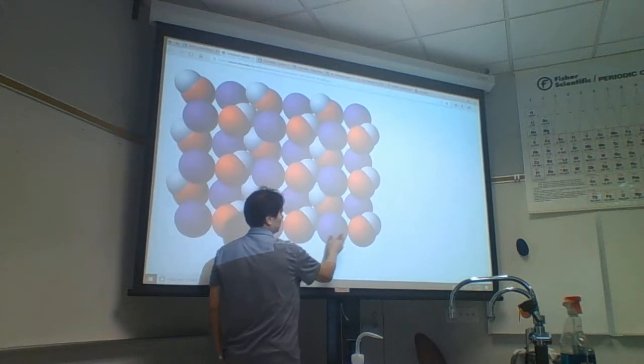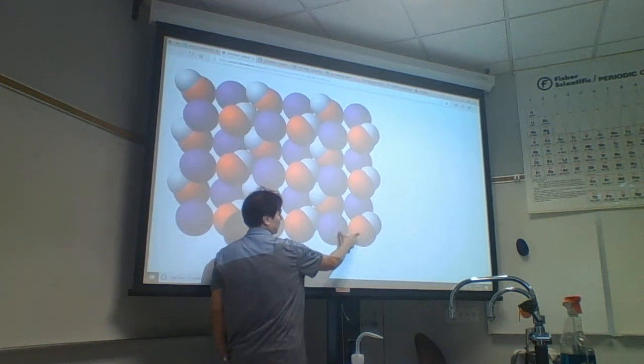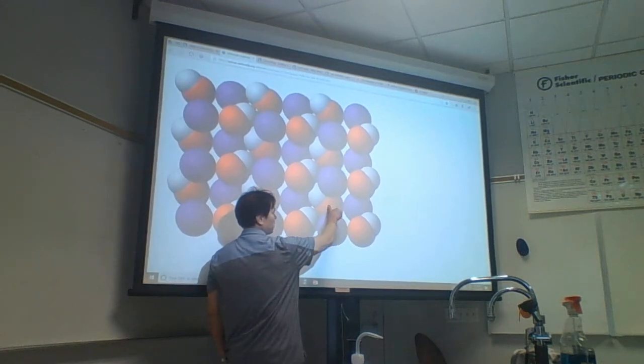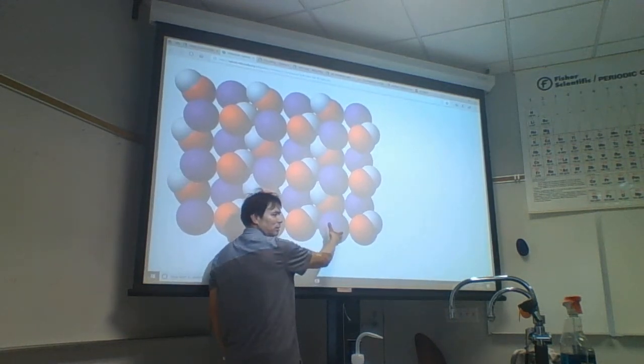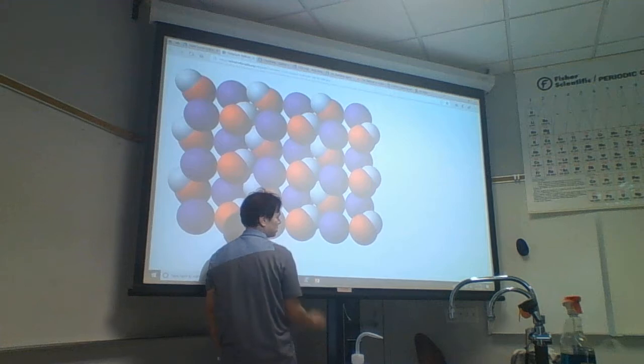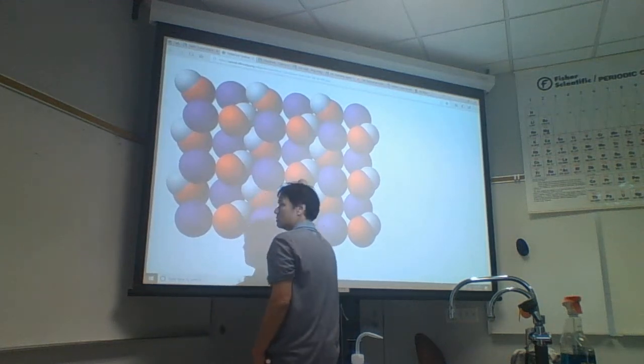Now, if I look at it, are they paired? Is this one paired with this one, or is it this one paired with that one? You can't tell, can you? That's because it doesn't form discrete molecules. And therefore, this is an ionic lattice structure. And so we're going to just use the simplest unit.